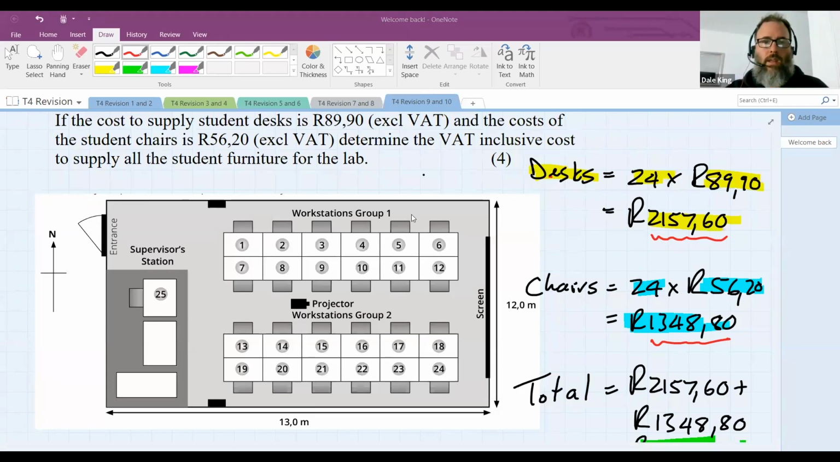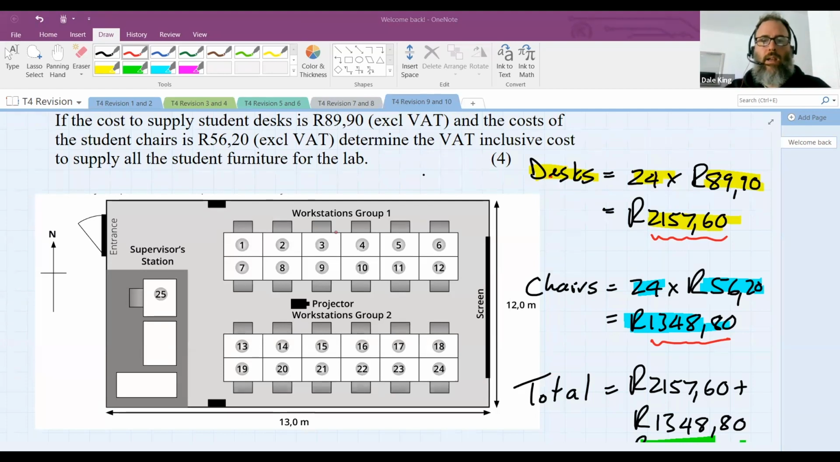So I'm going to say the total 2157.6, and I'm going to put this in a bracket. I know that's how much it costs excluding VAT. Then I'm going to add VAT on using this short method quickly, and I'll show you how it works. And I'm adding this to the chairs total, which is 1348.8 times 1.15. So I'm including VAT into both these separate totals that we see here on the screen. And if I press equals here, we get the same answer as over there.